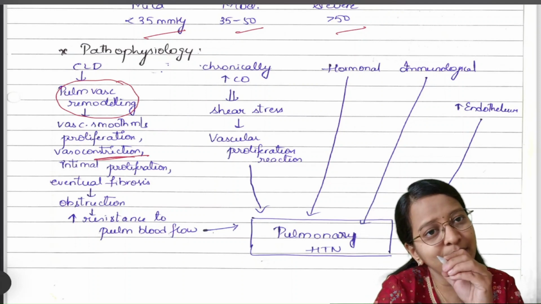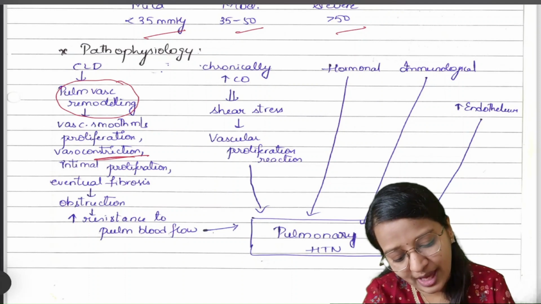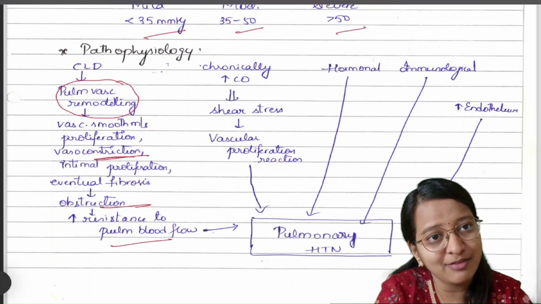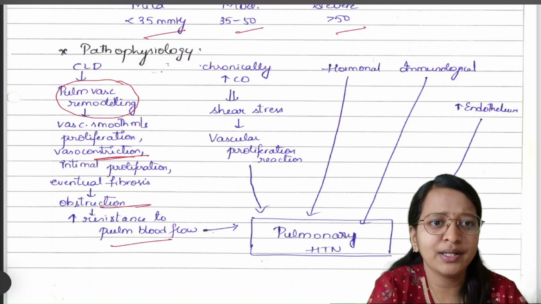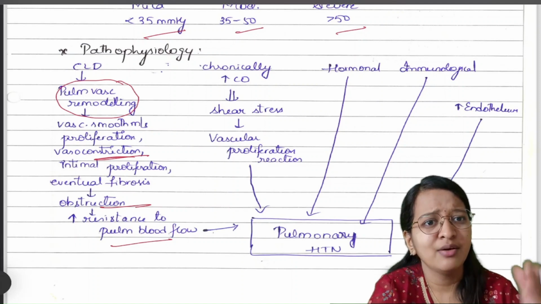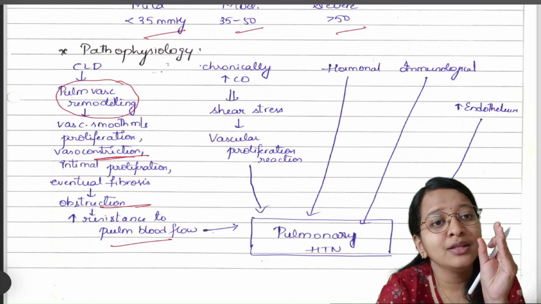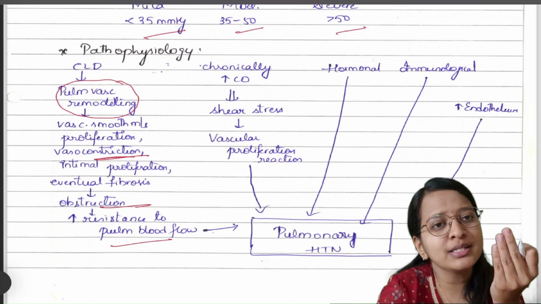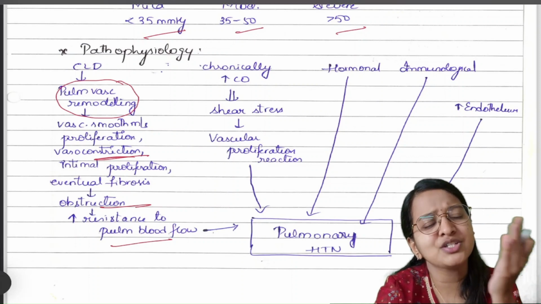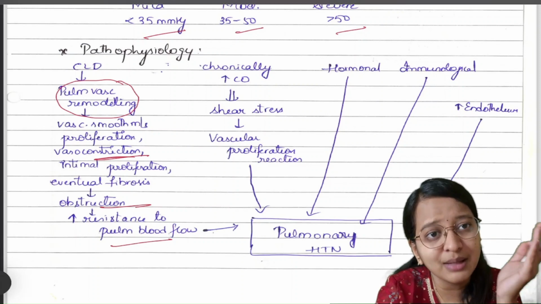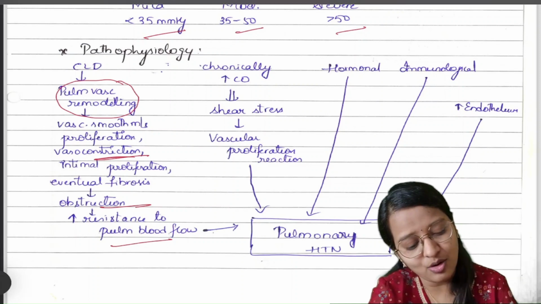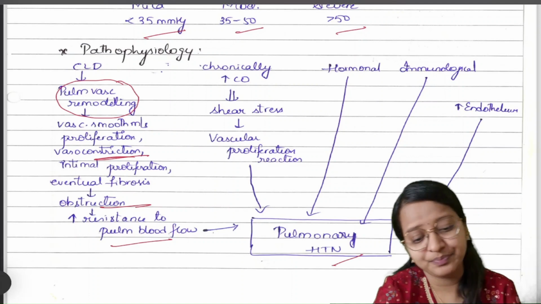So there will be obstruction to the flow and finally resistance to the blood flow, causing hypertension, causing more pressure. What should happen for the pressures to increase? The lumen should be decreased. The lumen is getting decreased by intimal proliferation. There will be vasoconstriction and vascular remodeling. All these are causing pulmonary hypertension.